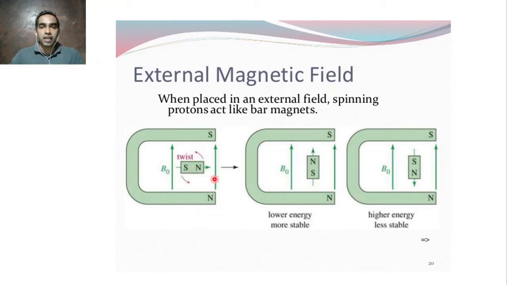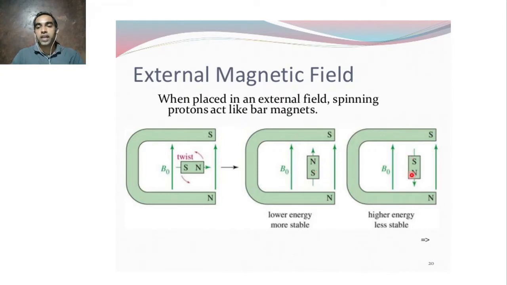Now you apply an external magnetic field, a bar magnet, and keep it like this. What happens? Here it is south and north. Now north will go to this side, south will go to this side, correct? They will try to arrange in this way. Once they are arranged this way, it is at lower energy and more stable. So this is how it comes to rest.